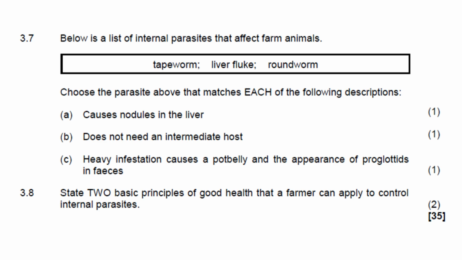And then another thing that you can do is to ensure that there is rotational grazing. So if you have different plots, this can help to actually control the populations of these parasites. Just move the animals to different camps so that they can be controlled.